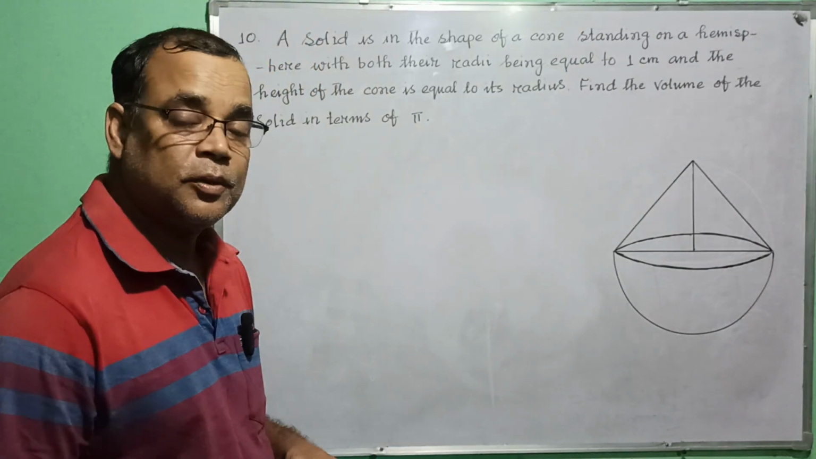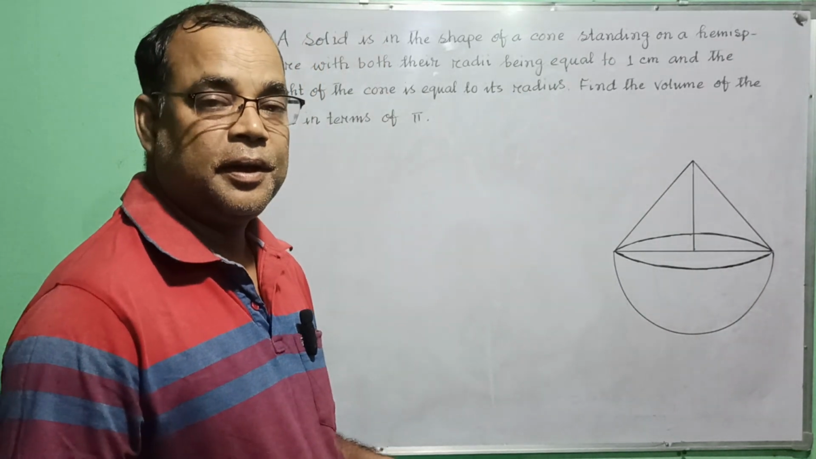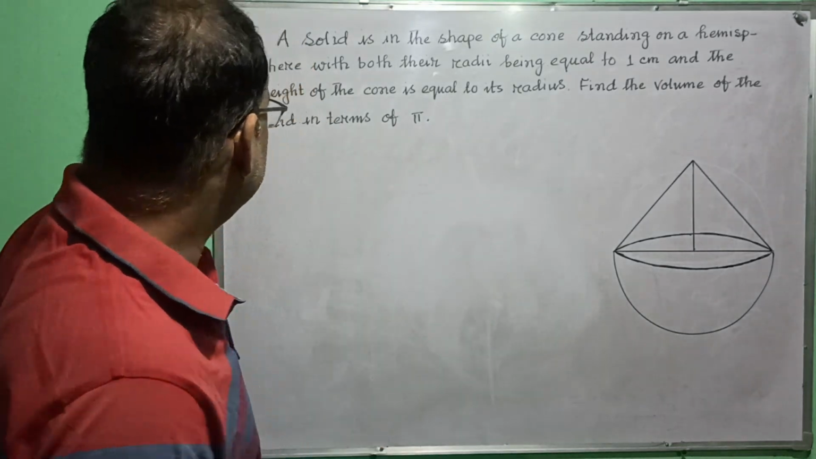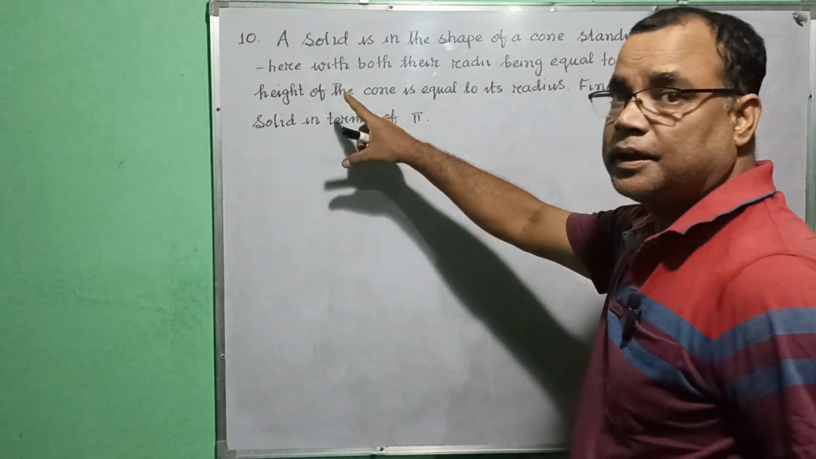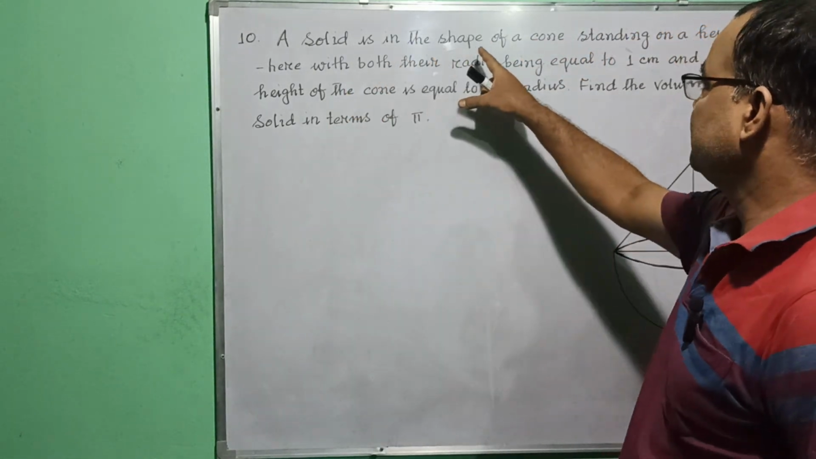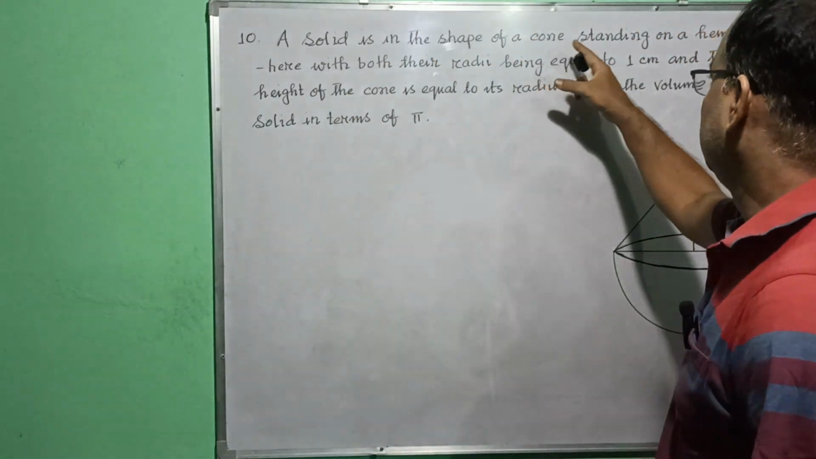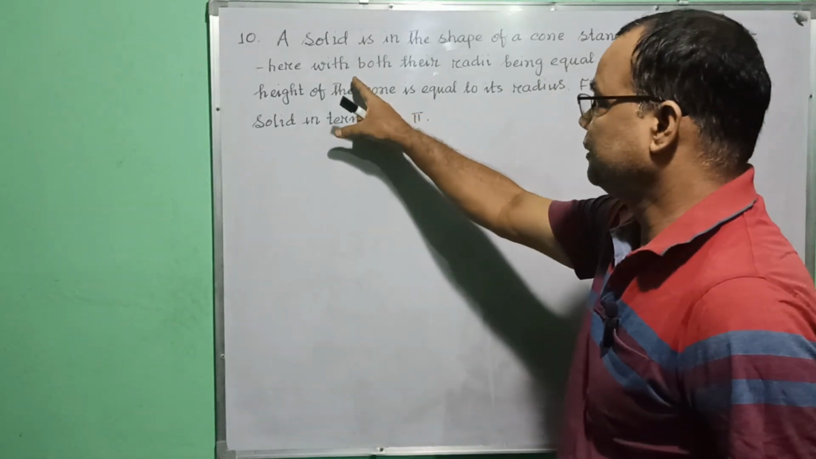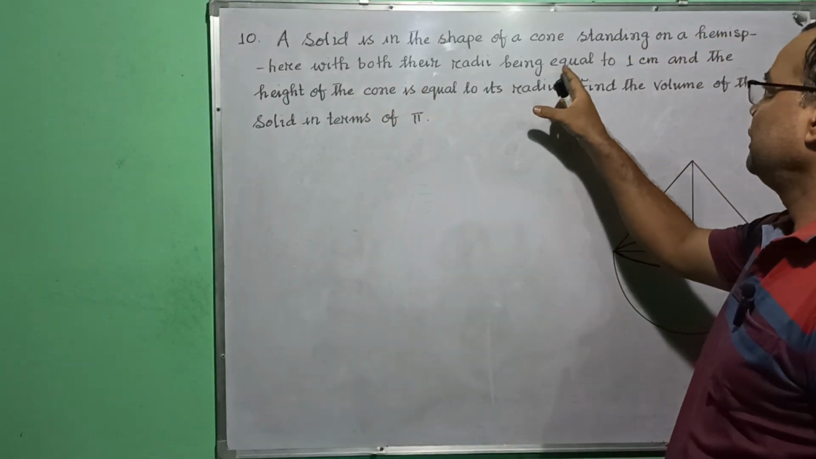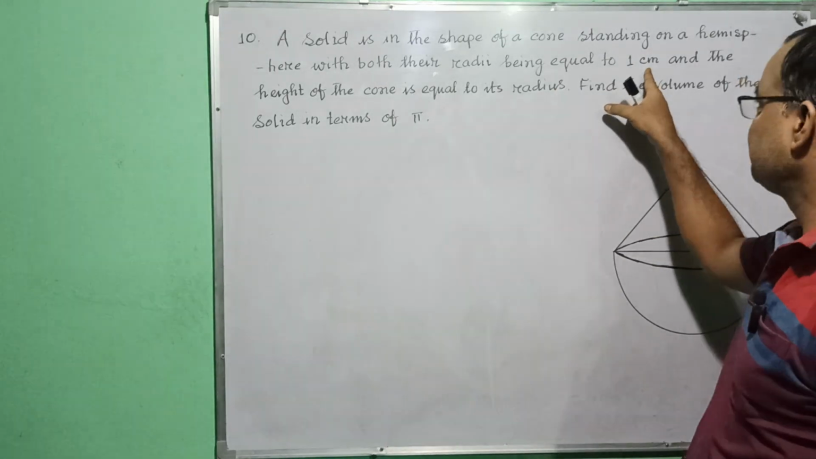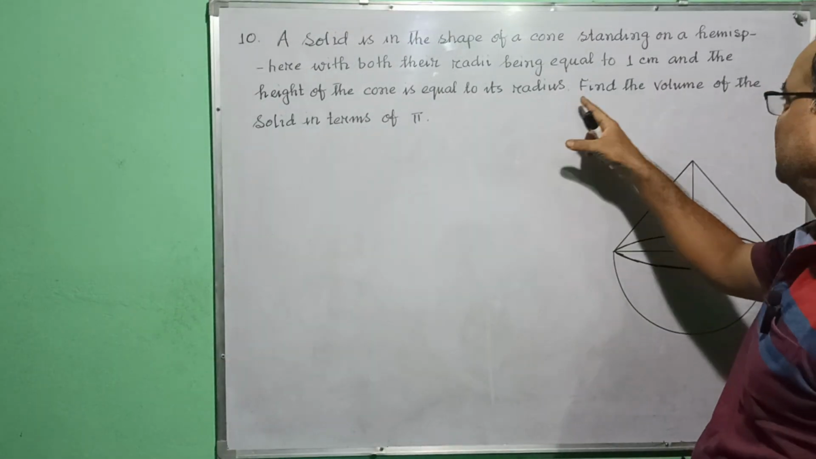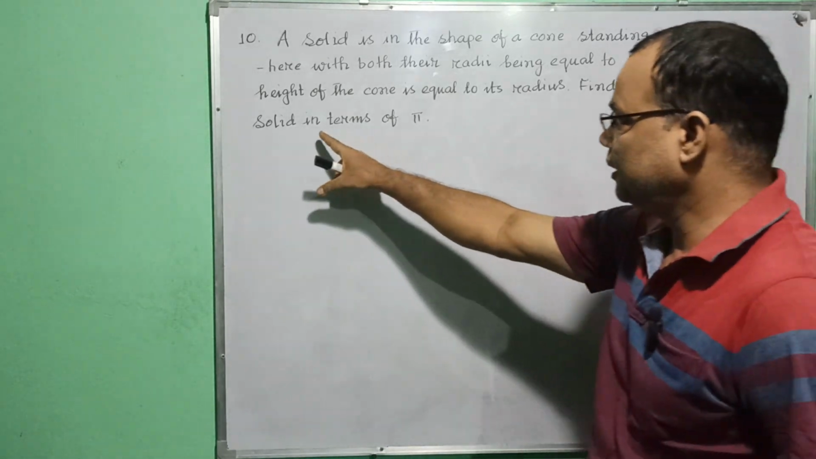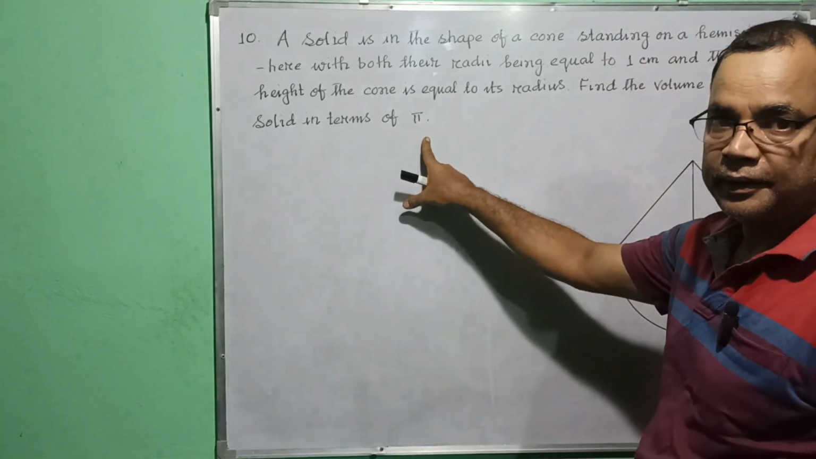Today we'll practice some more examples from surface area and volumes. And today we'll start from question number 10. In question number 10, it is given a solid is in the shape of a cone standing on a hemisphere with both their radii being equal to 1 centimeter. And the height of the cone is equal to its radius. Find the volume of the solid in terms of pi.